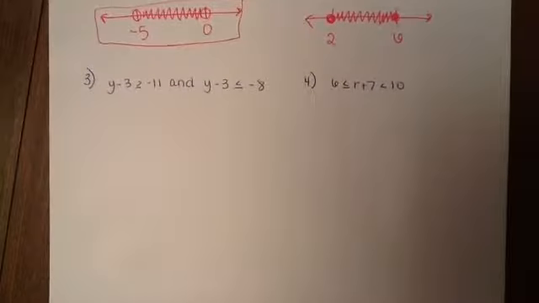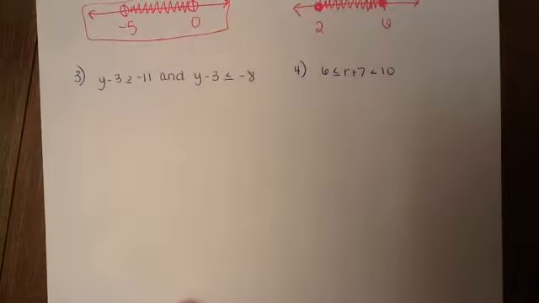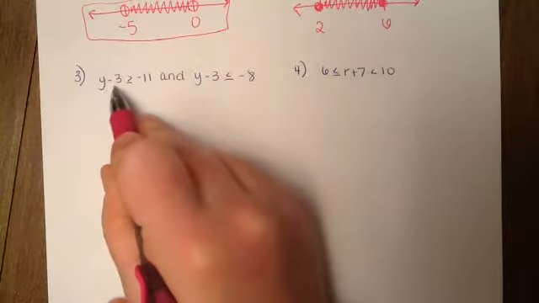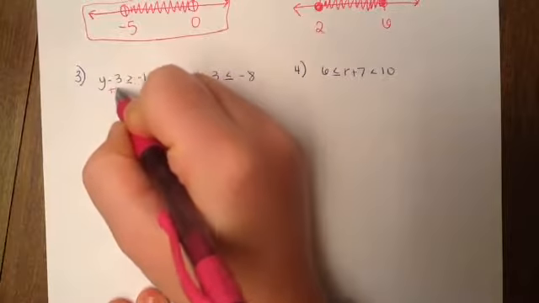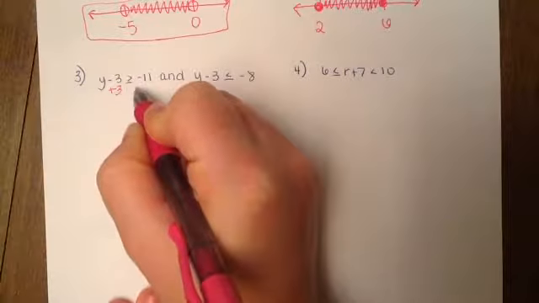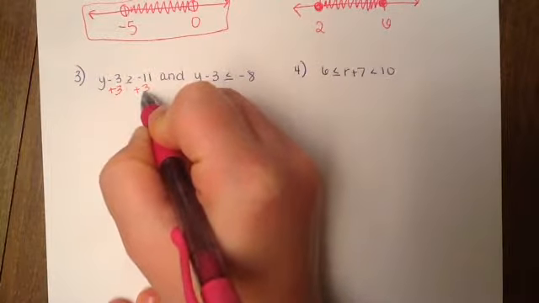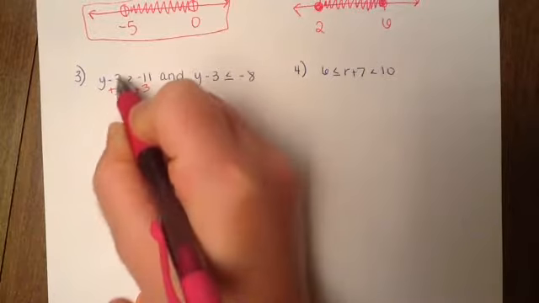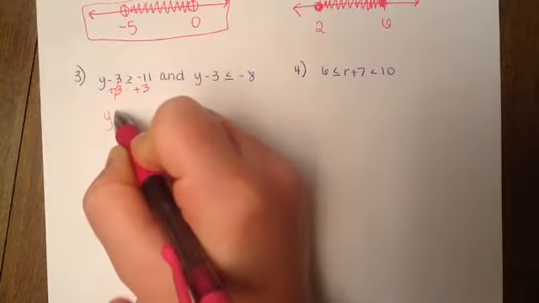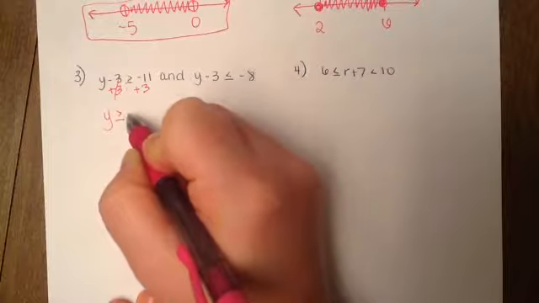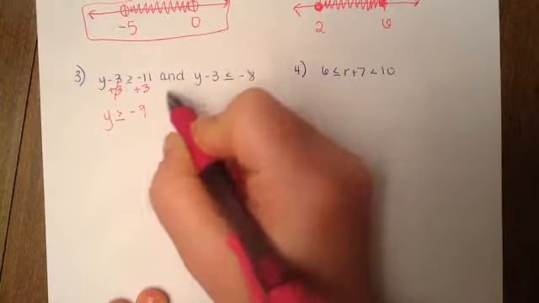Let's look at number 3. What do we have to do first on number 3? Solve them. Solve both pieces. So how do I get y by itself? Add 3. And what I do on one side, I must do to the other. So here our inequality is y is greater than or equal to -9.